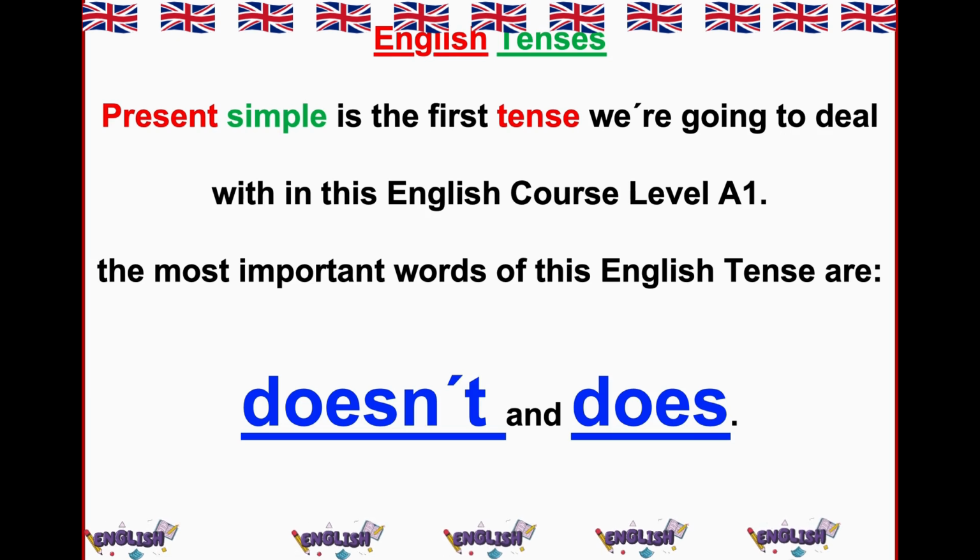English tenses. Present simple is the first tense we're going to deal with in this English course level 1A1. The most important words of this English tense are doesn't and does.